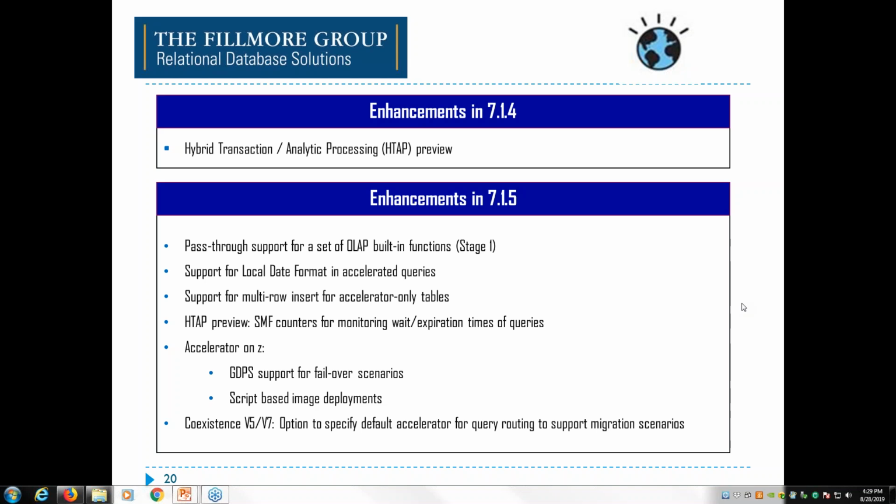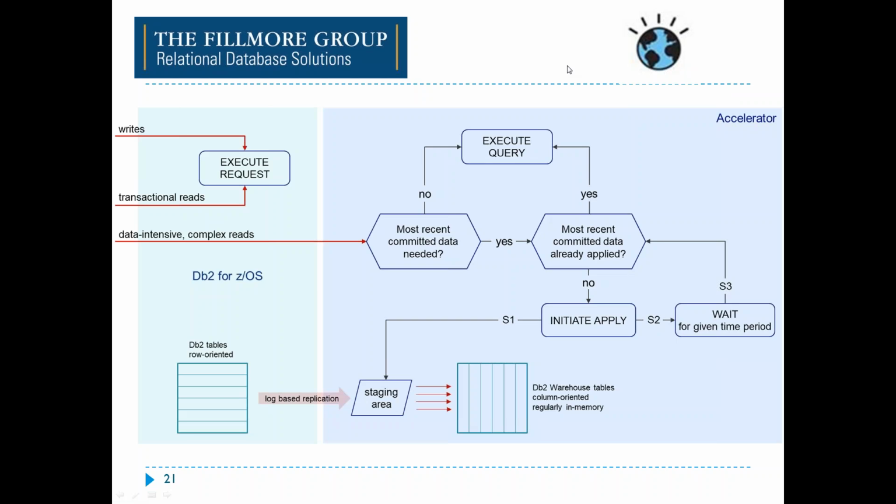There is coexistence for version 5 and version 7, and that is especially important for customers who are going to migrate in-place version 5 IDAs to the version 7 model and be able to do that over a period of time rather than as a big bang. You can actually specify a default accelerator for query routing to support these types of migration scenarios. And I have an example of the way that HTAP works.